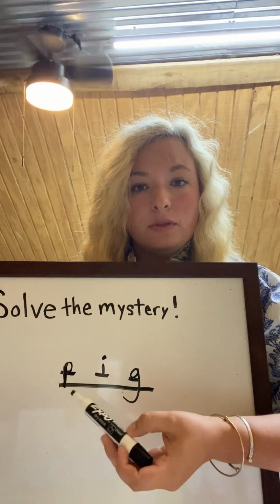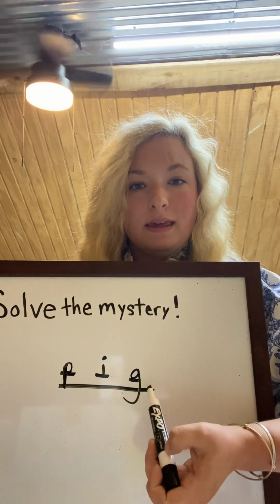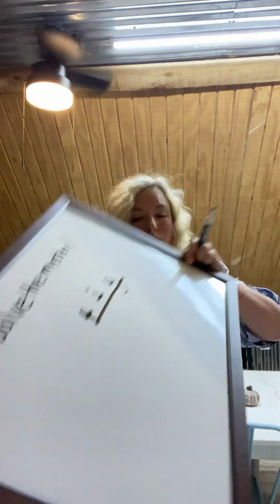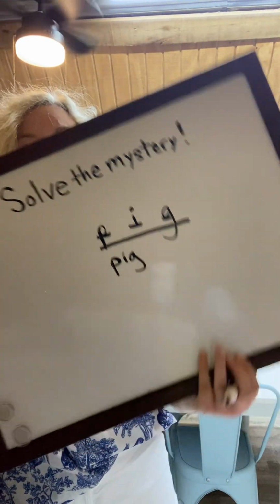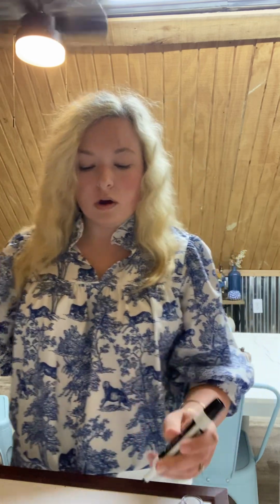One syllable, 3 phonemes. P, I, G, pig. Great job. Let's write it one more time down here. Pig. Great job. Let's do one more. Our next word is going to be rock. Rock. How many syllables are in the word rock? 1 syllable.